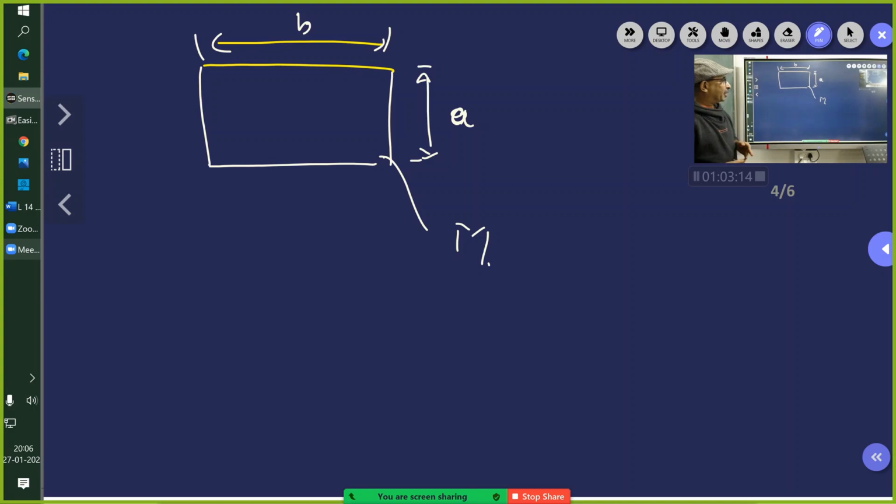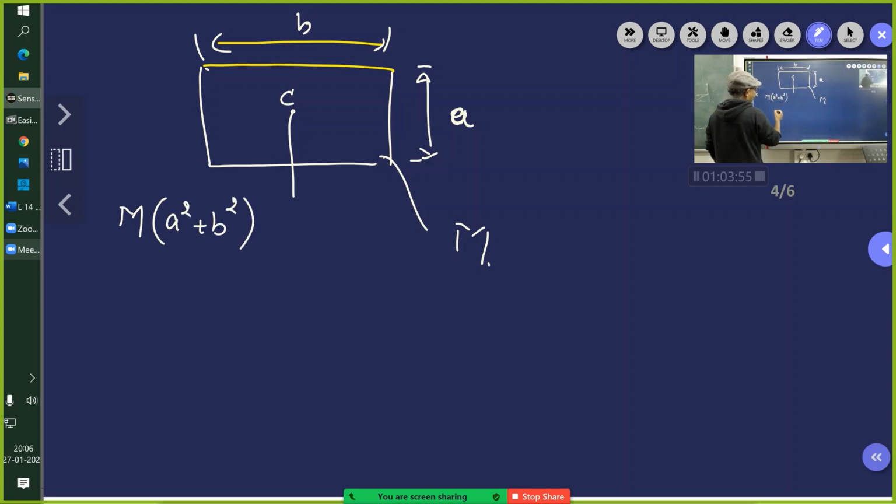So can you find the moment of inertia about the center of mass here for this body? Find out. You know the center of mass is this. So what is the moment of inertia here? M into a square plus b square by 12. M into open the bracket, a square plus b square, divided by 12. Right.